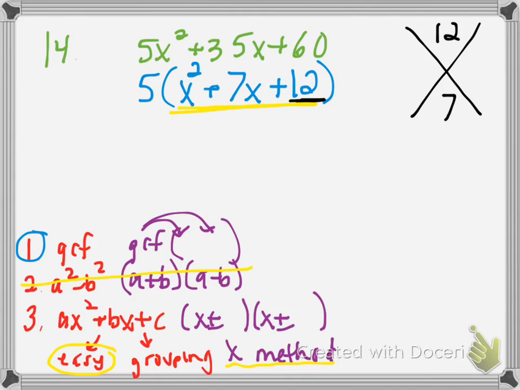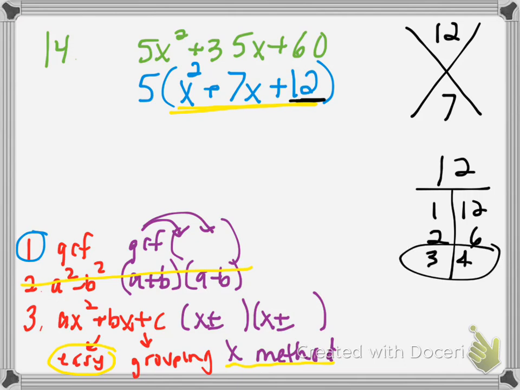So is there a factor pair of 12 that adds to 7? Making a factor list if you need it. 1 times 12, that does not work. 2 and 6 does not work, but 3 and 4 do. So we do have a factor pair, 3 and 4, and both of these will be positive to make a positive 12 and a positive 7.